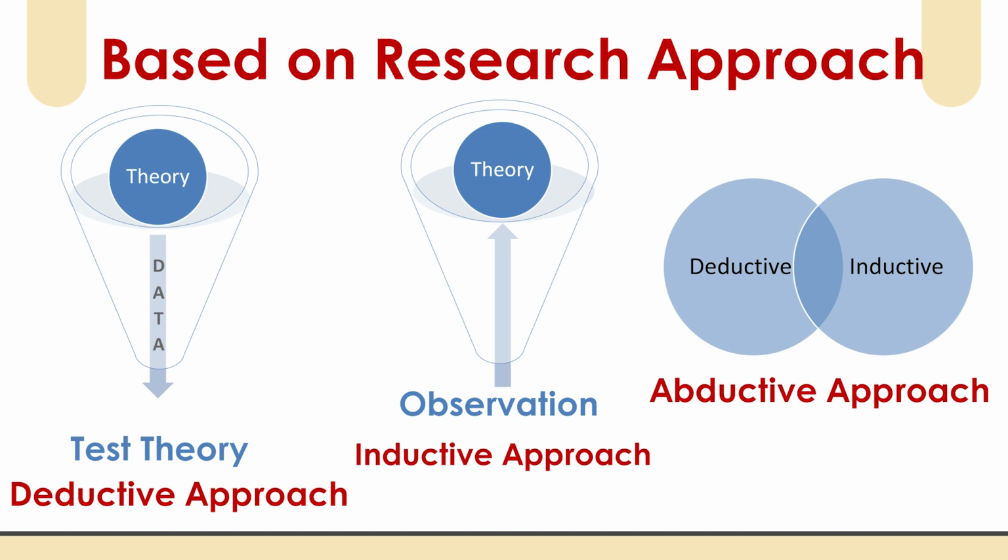Finally, we have abductive reasoning, which combines deduction and induction, moving back and forth between data and theory. For example, starting with interviews to spot patterns, then testing them with surveys. Abductive reasoning is flexible and practical for complex business problems, but may lack the precision of strictly deductive or inductive methods.